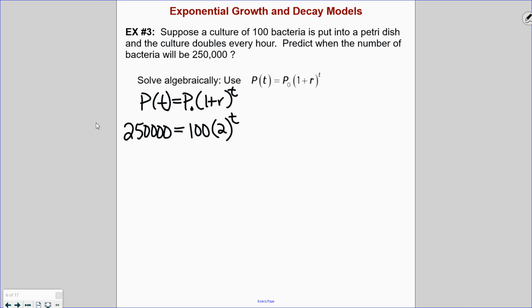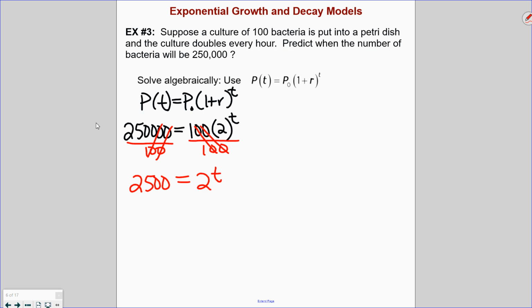So to solve this algebraically, we're going to first get the exponential part all by itself. So we're going to divide both sides by 100. When you divide by 100, and things end in zeros, you're just getting rid of those zeros. So this is going to be 2,500 equals 2 to the t, because those zeros are going to go away when you have powers of 10 like that.